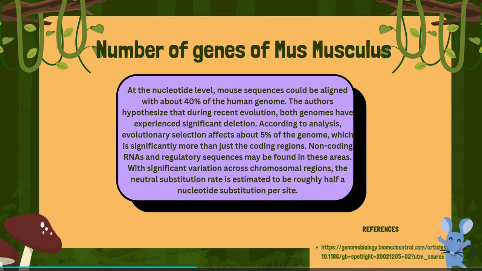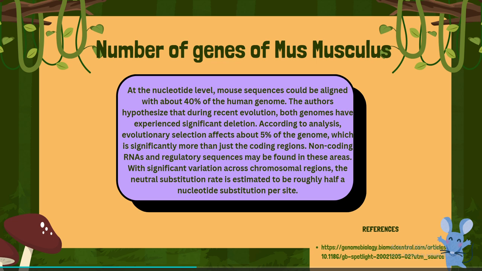Number of genes of Mus musculus. At the nucleotide level, mouse sequences could be aligned with about 40% of the human genome. The authors hypothesize that during recent evolution, both genomes have experienced significant deletion. According to analysis, evolutionary selection affects about 5% of the genome, which is significantly more than just the coding regions.